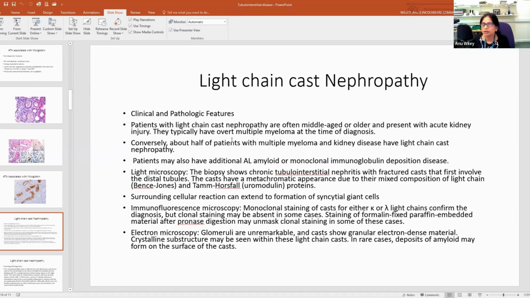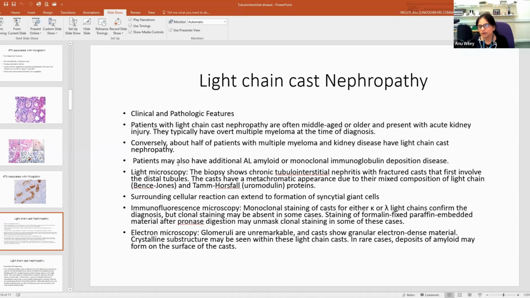Patients with light chain cast nephropathy are generally middle-aged to older people presenting with acute kidney injury. They could have an overt myeloma at the time of diagnosis, as I've just said, and half of the patients with multiple myeloma and kidney disease have light chain cast nephropathy.